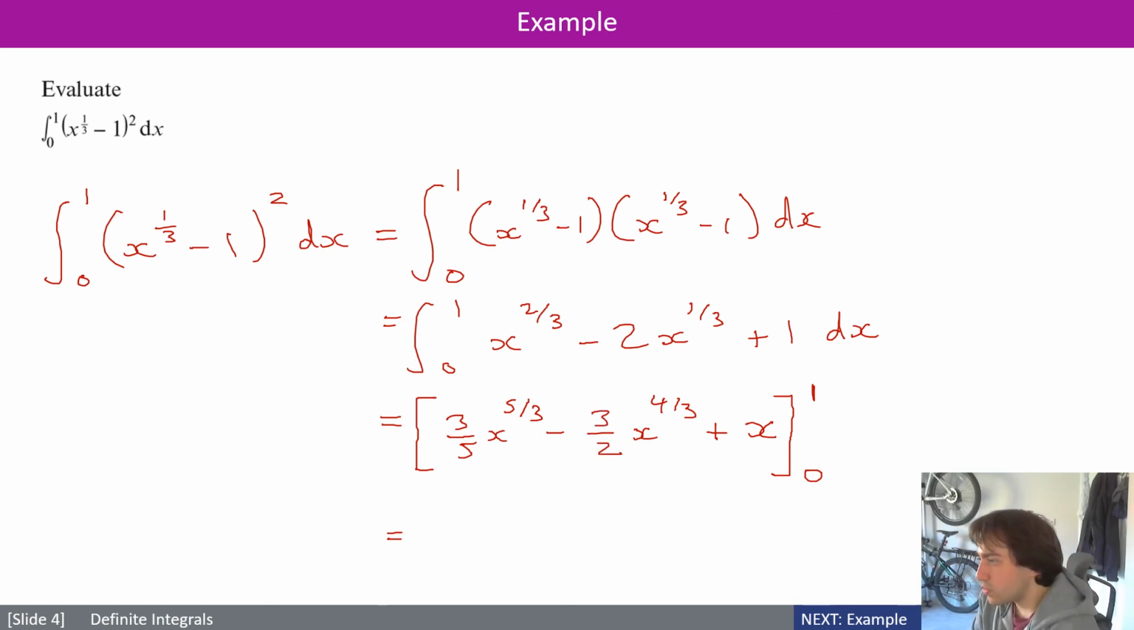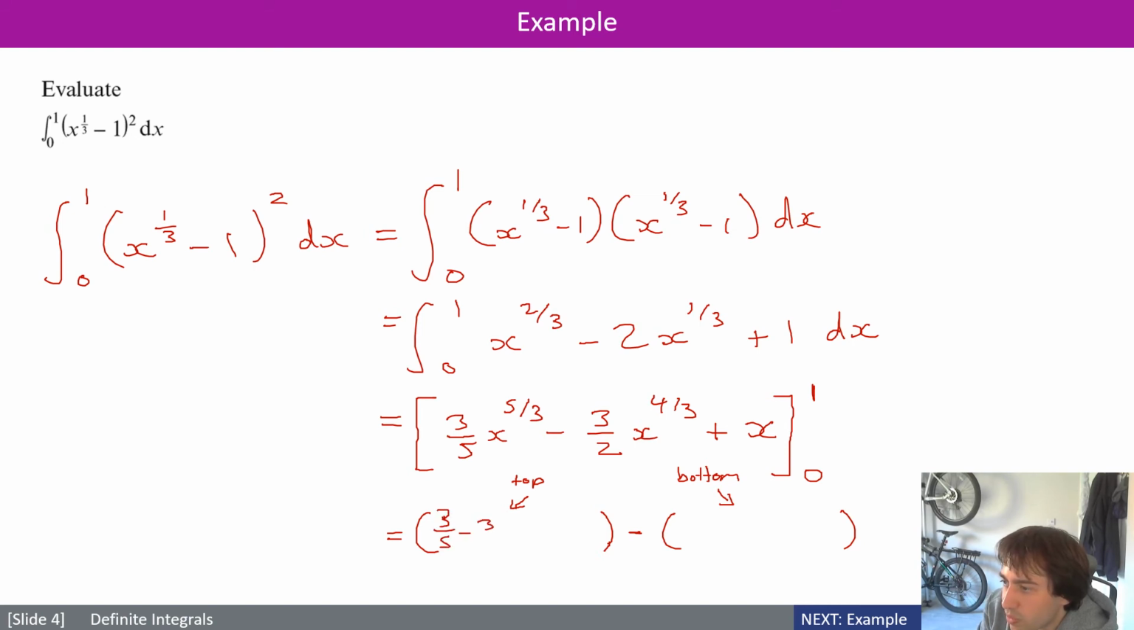Okay, and now we're going to substitute the two values in. The way I tend to do this is I create two sets of round brackets, and we can switch to the round ones now. And in this one, I'm going to put my top limit, and in this one, I'm going to put my bottom one. So the top limit is 1. So work out what is this whole expression when x is 1. Well, the powers are not going to make any difference. 1 to the power of anything is 1. So we get 3/5 minus 3/2 plus 1. And when I put in 0, I'm actually just going to get 0, aren't I?